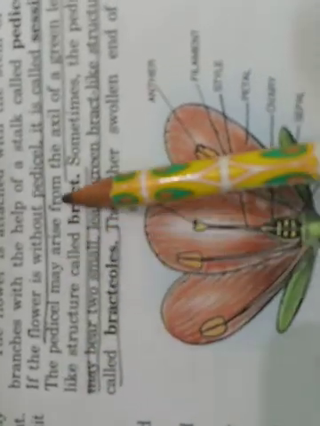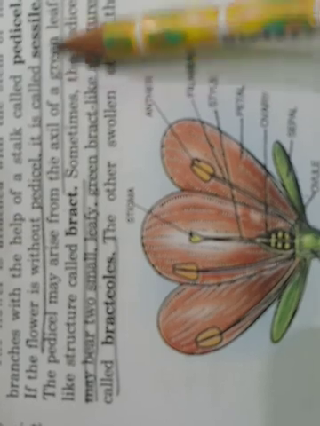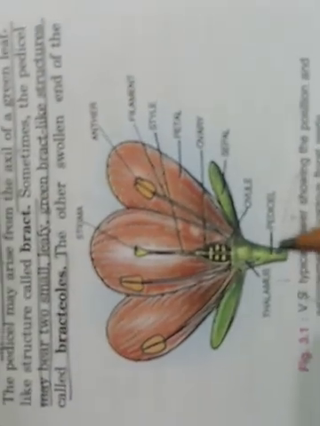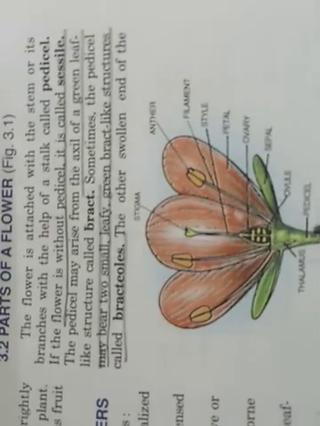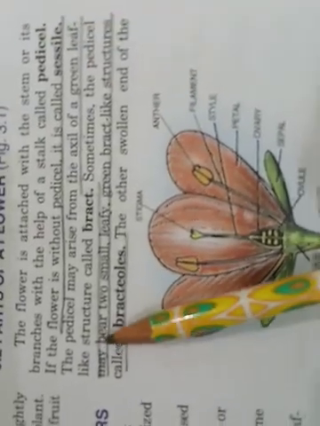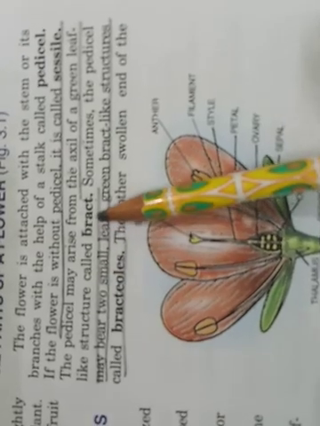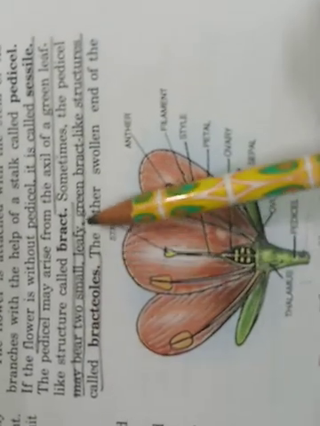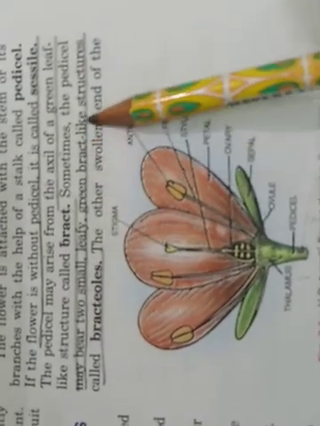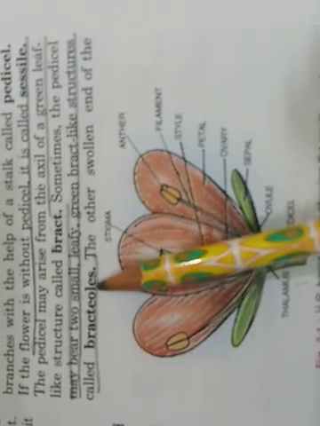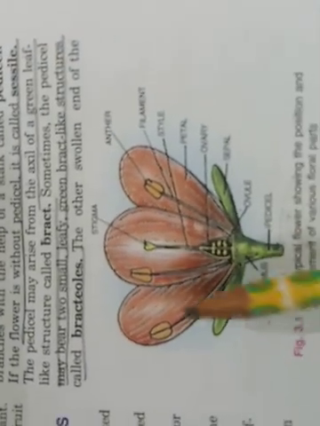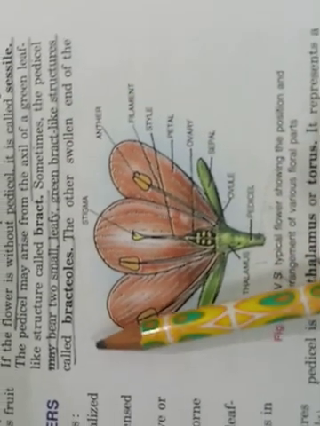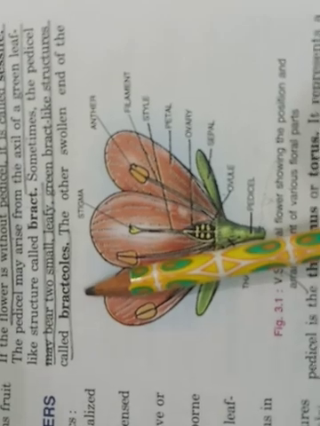The pedicel may arise from the axil of a green leaf-like structure called a bract. That means this pedicel arises from the axil of a green leaf-like structure, and that structure is known as the bract. Sometimes the pedicel may bear two small leafy green bract-like structures called bracteoles.